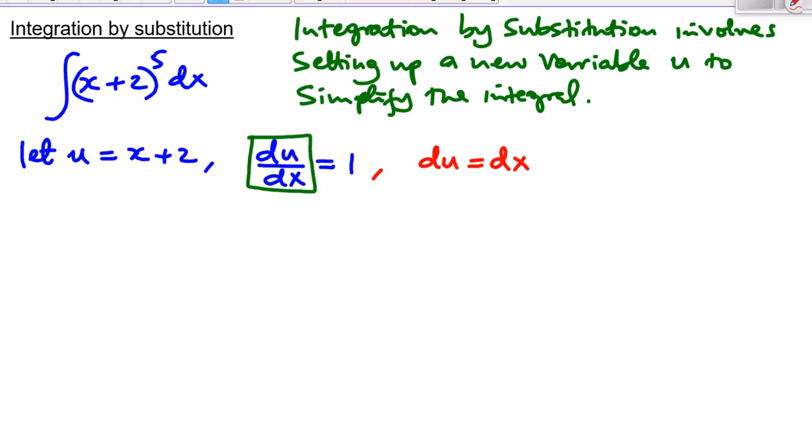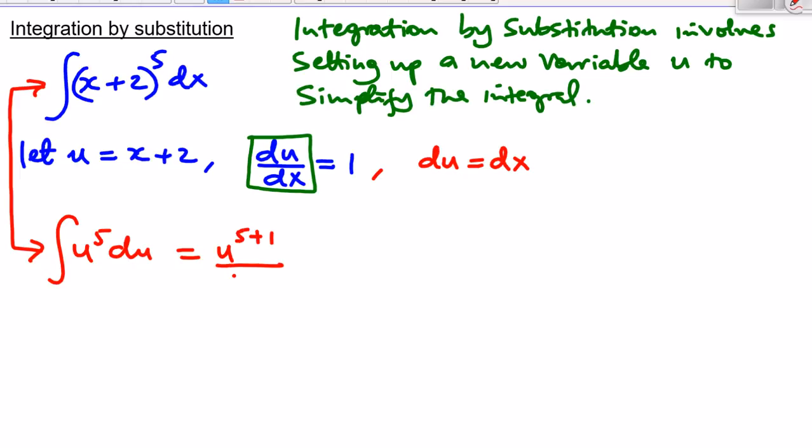So this integral here will become the integral of u to power 5. Now instead of dx, we'll have du. Why? Because du equals dx from what I've just written above. And now we can easily integrate this function with respect to u. What we'll end up with is u to power 5 plus 1, plus c, which will be u to power 6 over 6 plus c.